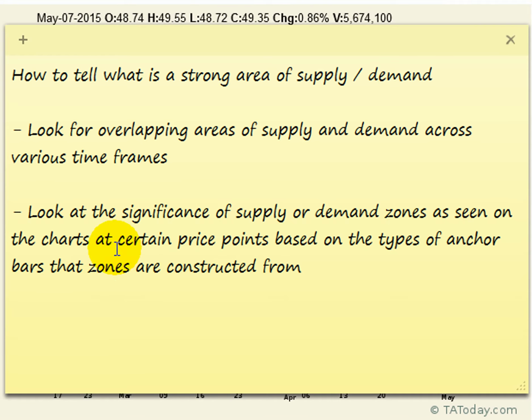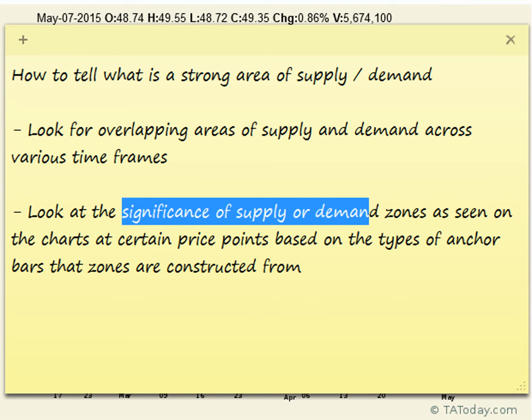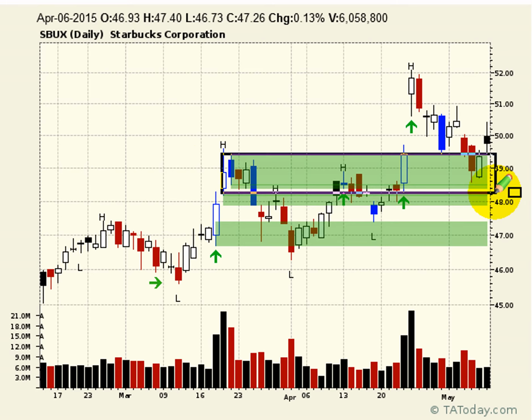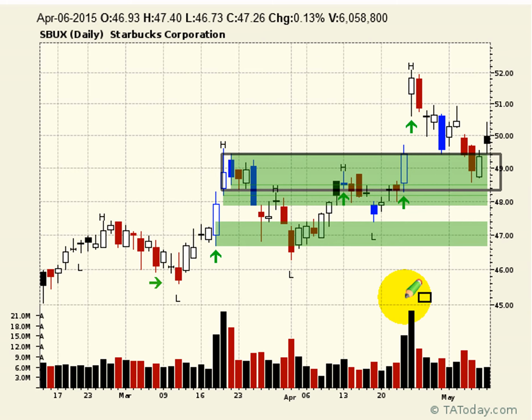The other thing to do is to look at the significance of that supply and that demand equation at certain price points, based on what those anchor zones look like, what they're constructed from. And what I'm talking about here, let's just use this one. If I'm looking at this area, and let me just draw it out. If I'm looking at this area, I'm saying, okay, what is significant in this area? What are these zones made of? Well, there's this breakout that took place on huge volume. That's a good thing. It left volume at the top.